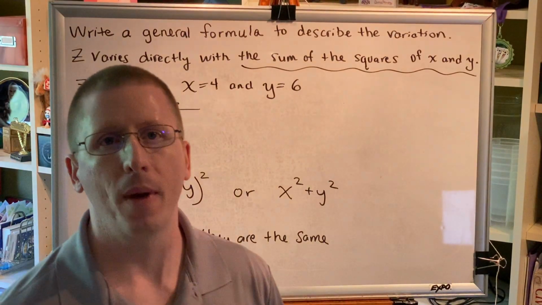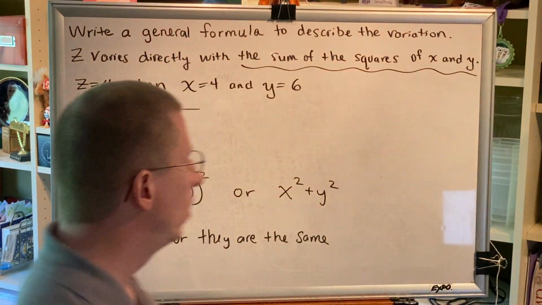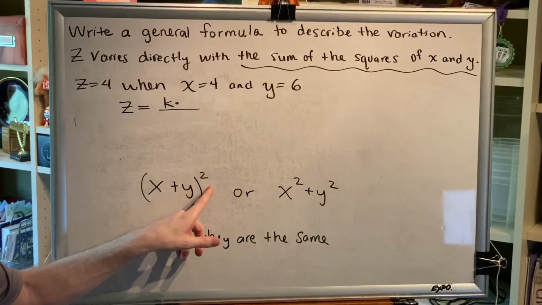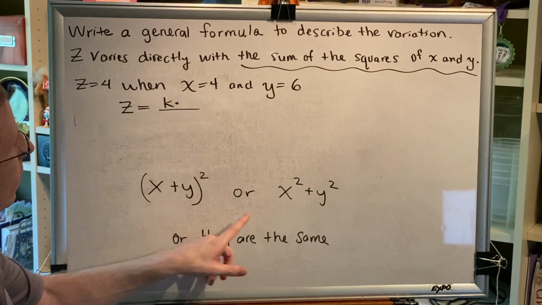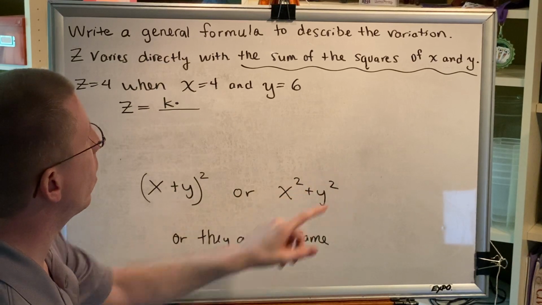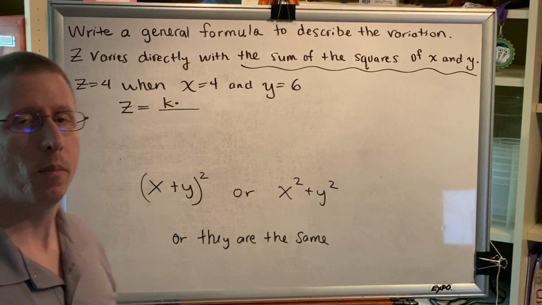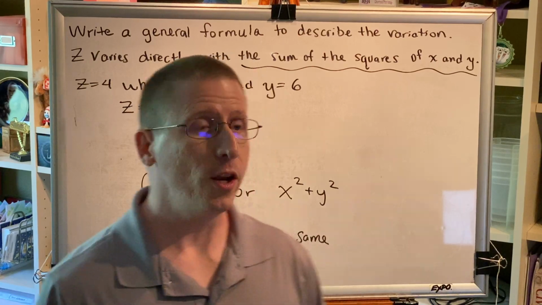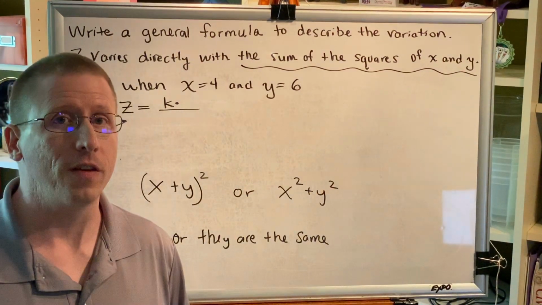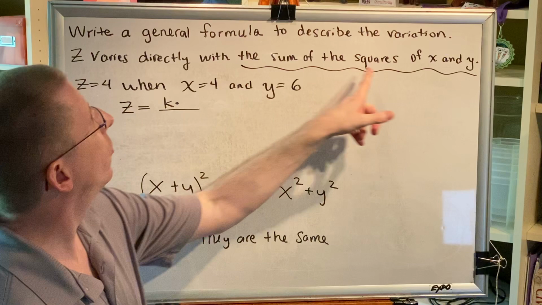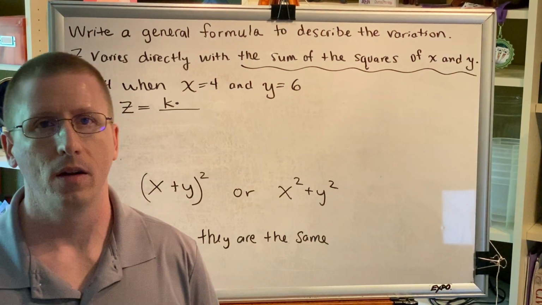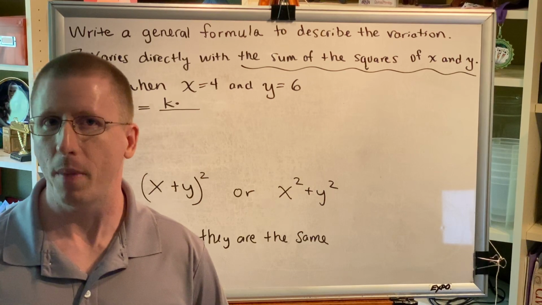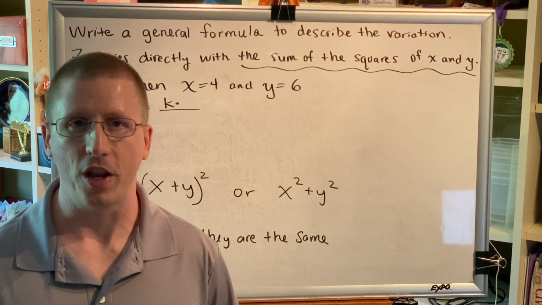Well, I'll make this a multiple choice question for you. Is it x plus y all in parentheses squared? Or is it x squared plus y squared? Or is it either one because they mean the same thing? Here's what I want you to do. Decide which one of these you believe is the correct way of writing the sum of the squares of x and y. Pause this video now, make your decision, and once you've made your decision, then resume the video.